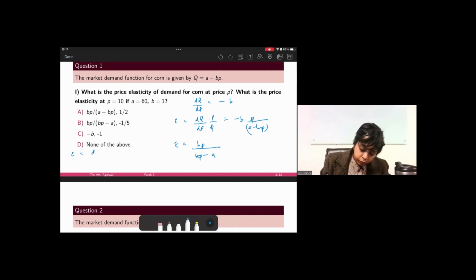Epsilon is equal to dq by dp into p by q. Now, if you put a minus in front of this, then you will not get a minus. But that is not how we generally do it. There are both ways. Sometimes we do it like this. We just want to bother about the magnitude.